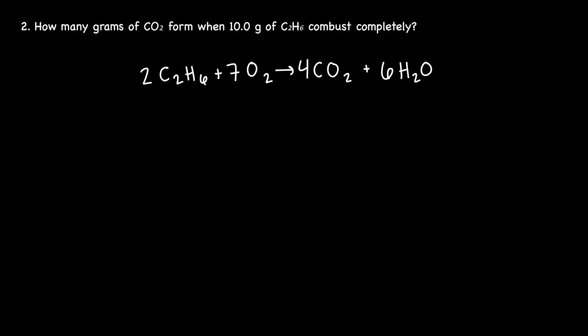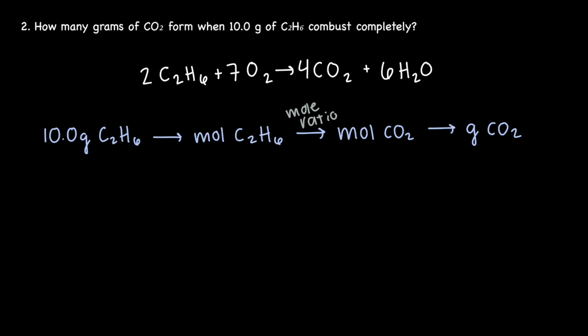For this unit map, we are starting with 10.0 grams of C₂H₆ and ending with grams of CO₂. Since we are converting to a new identity, we must first convert to moles of C₂H₆, so we can use the mole-to-mole ratio to convert to the new compound, moles of CO₂, and then grams of CO₂. To go from grams of C₂H₆ to moles of C₂H₆, we use the molar mass. 2 carbons and 6 hydrogens will give us a molar mass of 30.08 grams of C₂H₆ for every 1 mole of C₂H₆.